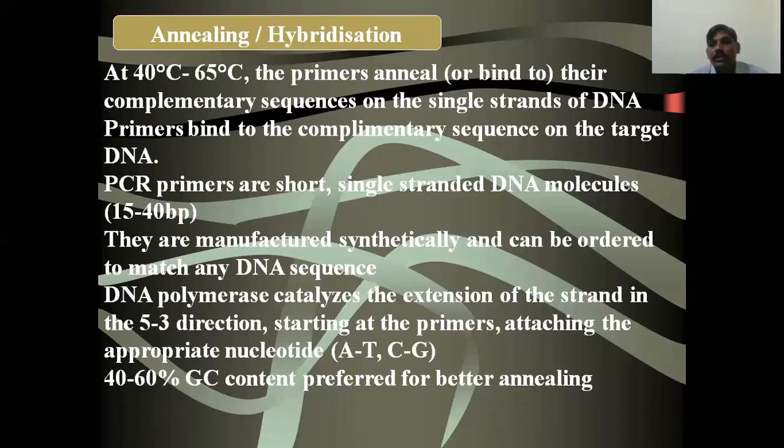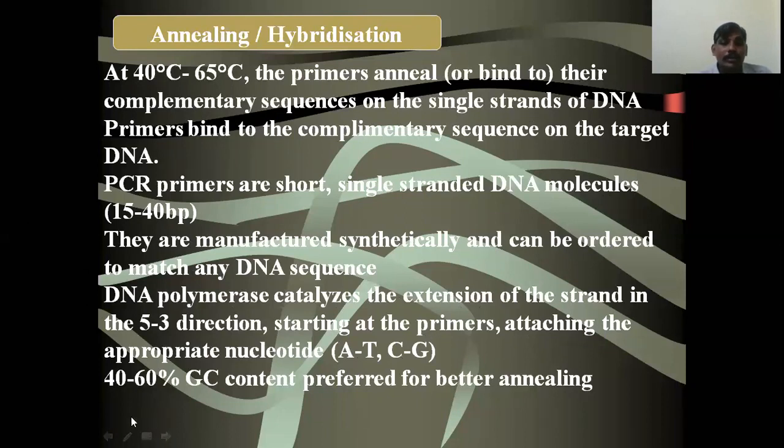In normal replication, DNA replication is initiated by RNA primers. But in the PCR annealing process, the two primers are very short single-stranded DNA molecules which attach to the flanks of the single-stranded DNA molecules. These primers are manufactured synthetically and can be ordered to match any DNA sequence. After the primers attach, DNA polymerase catalyzes extension of the strand in the 5' to 3' direction, starting at the primers, adding the appropriate nucleotides as per the base rule: adenine with thymine, cytosine with guanine.